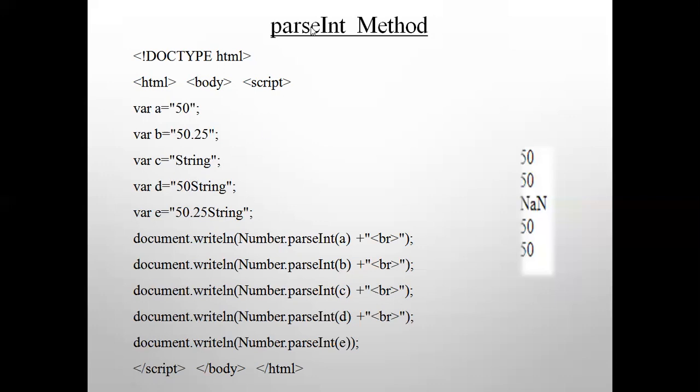Just opposite to this is parseInt. Variable A 50, B 50.25, C string, D 50 string, E 50.25 string. Same values are taken here, but only the function method is parseInt. So it will take the integer here, 50. Here also it will take the integer part and truncate the floating point part. In parseFloat of B, it was 50.25. In parseInt of 50.25, it will take only the integer part. So the answer will be 50.